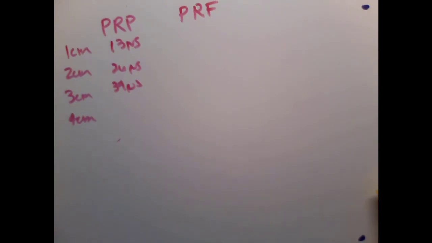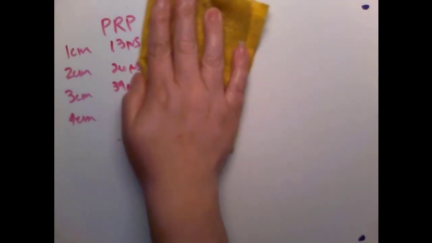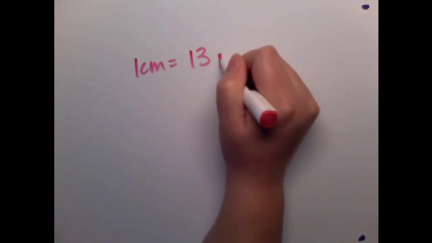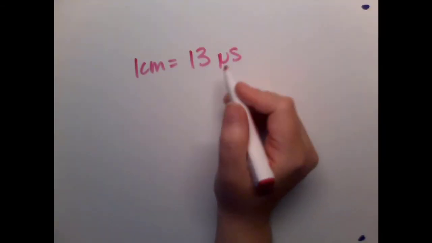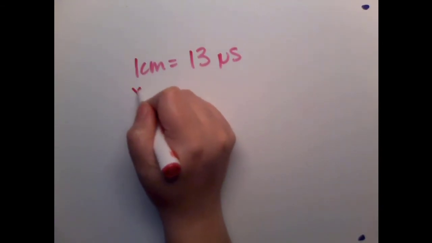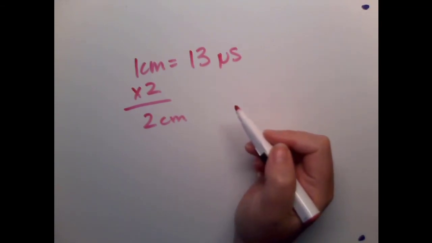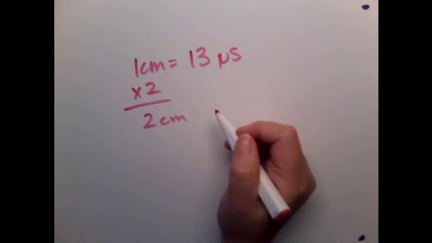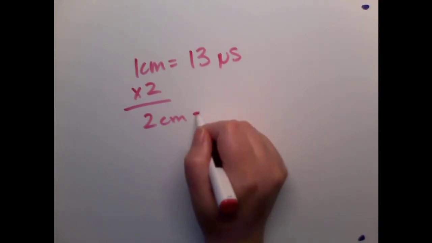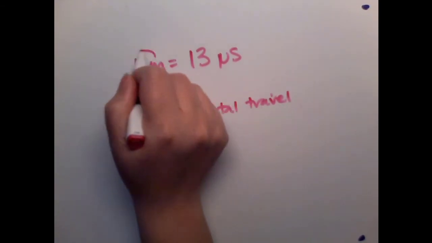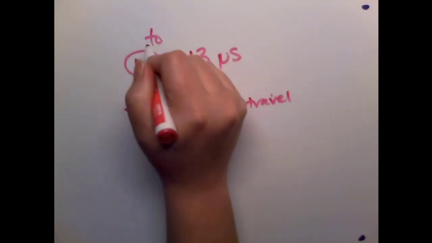All right, and that is the end of the range equation. This is probably one of my favorite chapters just because it's a very concrete rule that for every 1 centimeter, again, the go-return time is 13 microseconds. When we talk about total distance traveled, then we just multiply our depth by 2, so we double it because that's for going in and going back to the transducer. So this is total travel. 1 centimeter is the reflector depth.